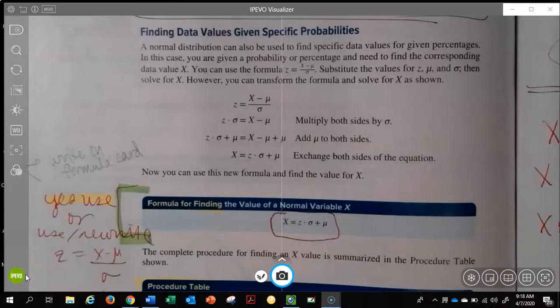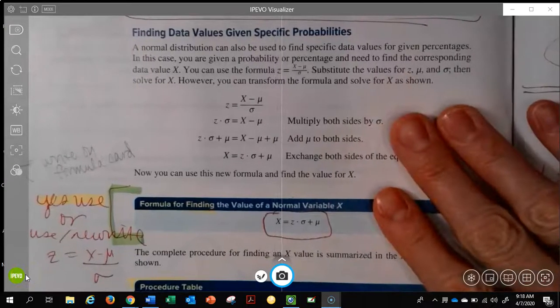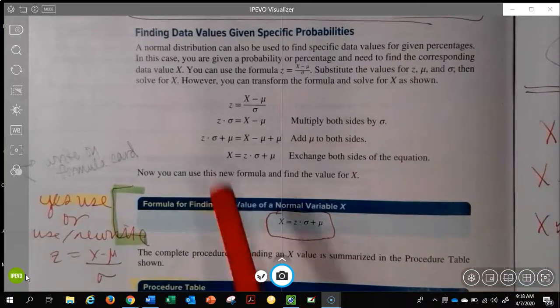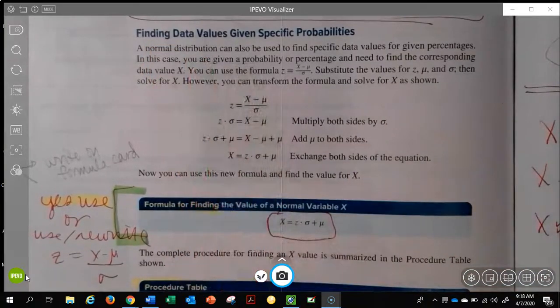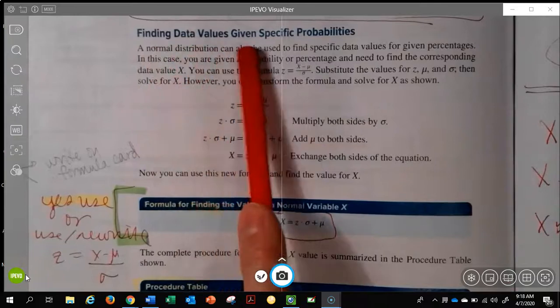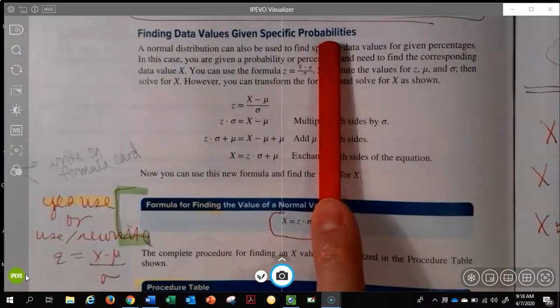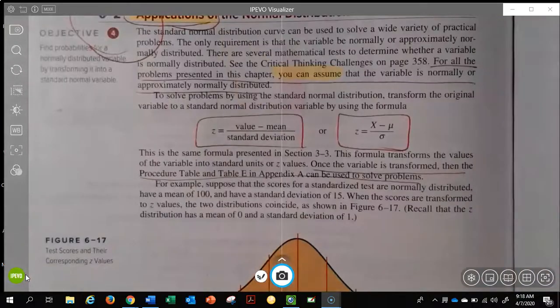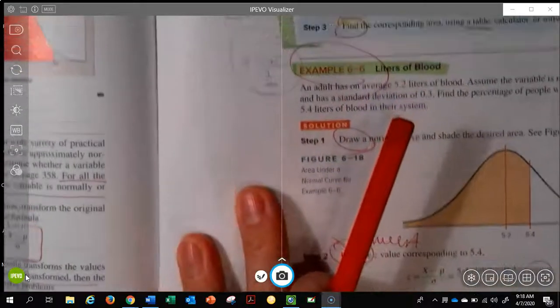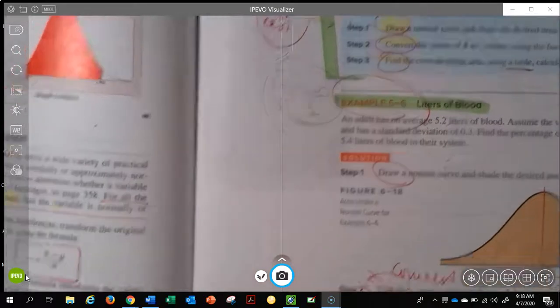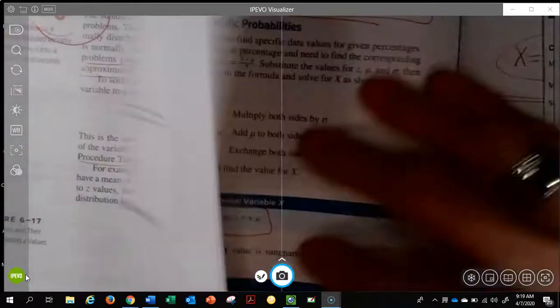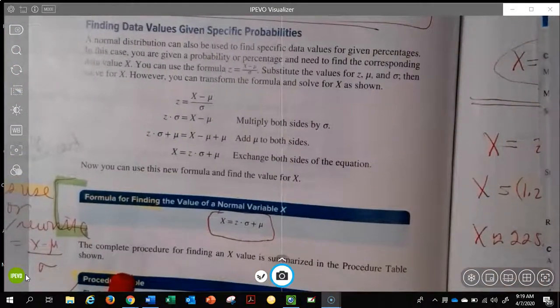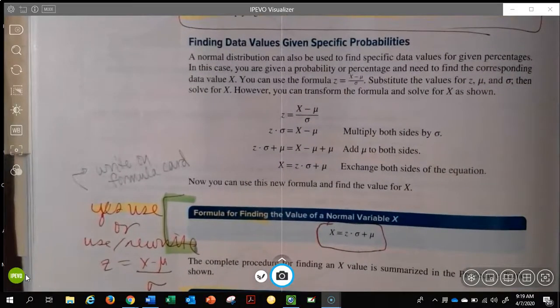So we're still in 6.2, and now I'm on page 324. The part I want to talk out loud to you about is finding data values given specific probabilities. We're now going to go backwards. You've been looking at where I left you in the overview to draw, convert, and find. You were doing the direct route on those earlier problems. Now we're going to turn around and go the other way.